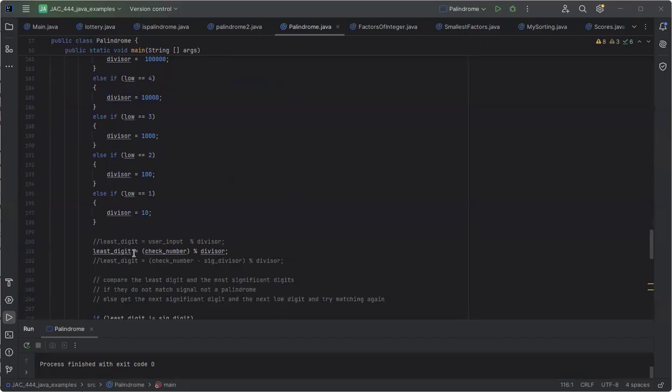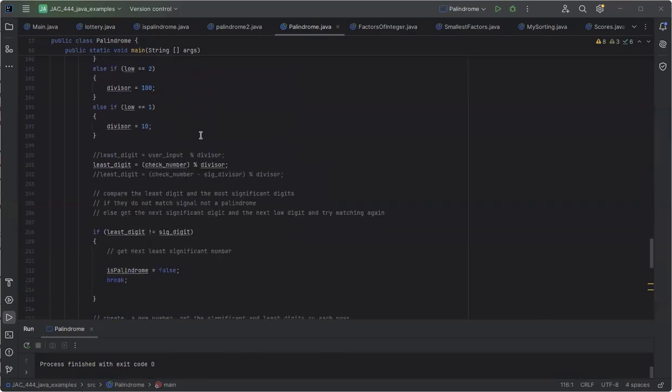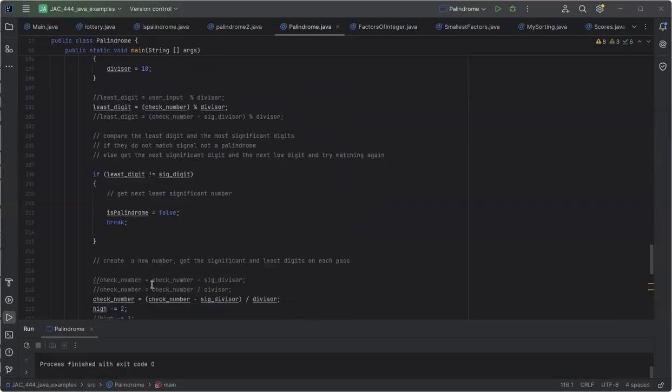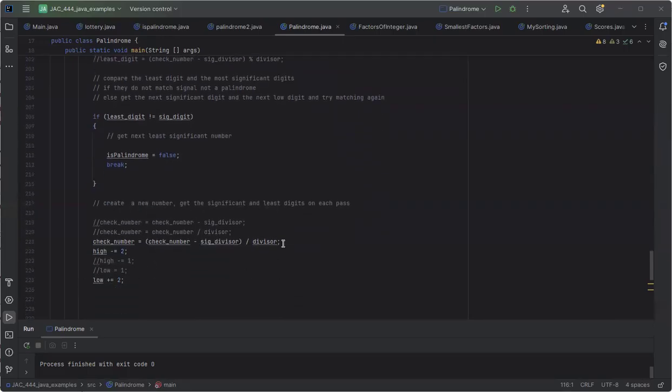Now in this loop, we compare the least significant digit with the high significant digit. If there's a match, we continue. We break the number down from 9876. So now we want to get the next highest significant number in 9876, which will be 8, and the next least significant digit in 9876 will be 7. So we're looking to compare 8 and 7.